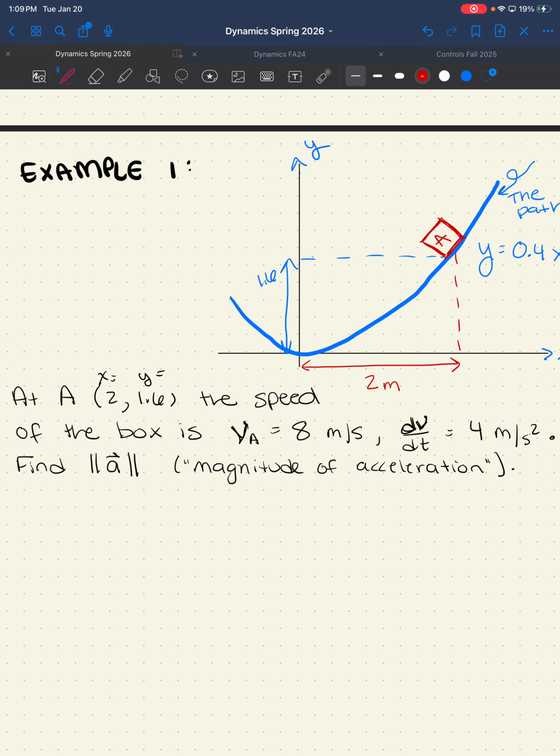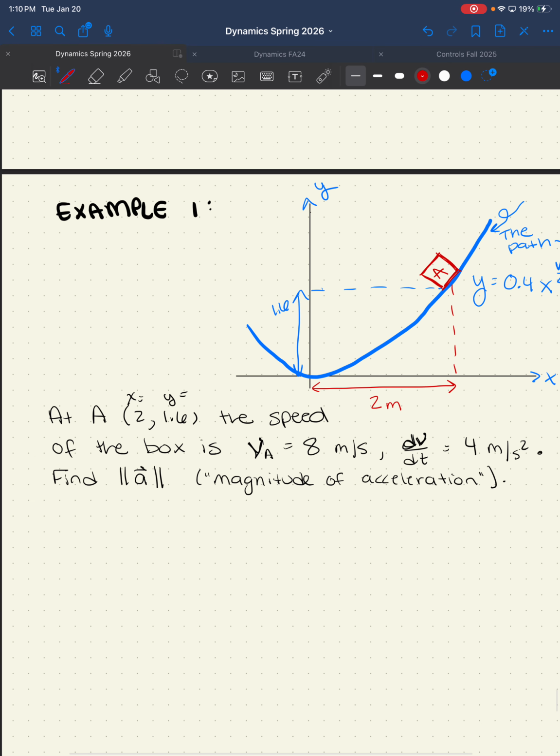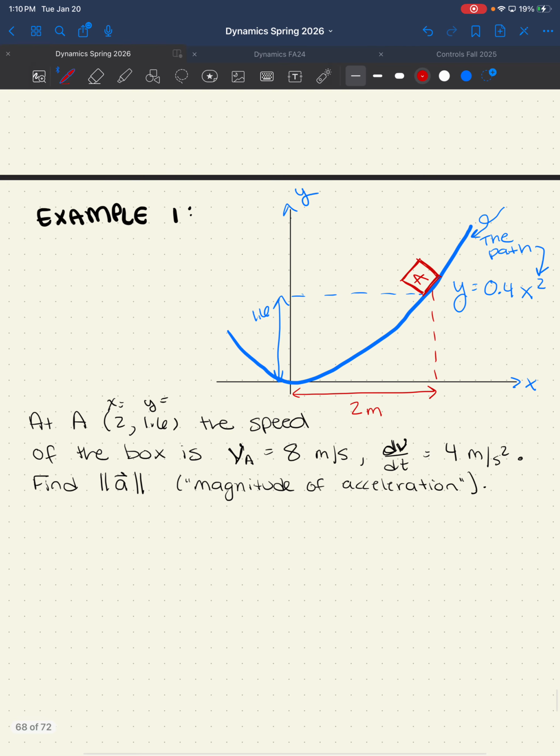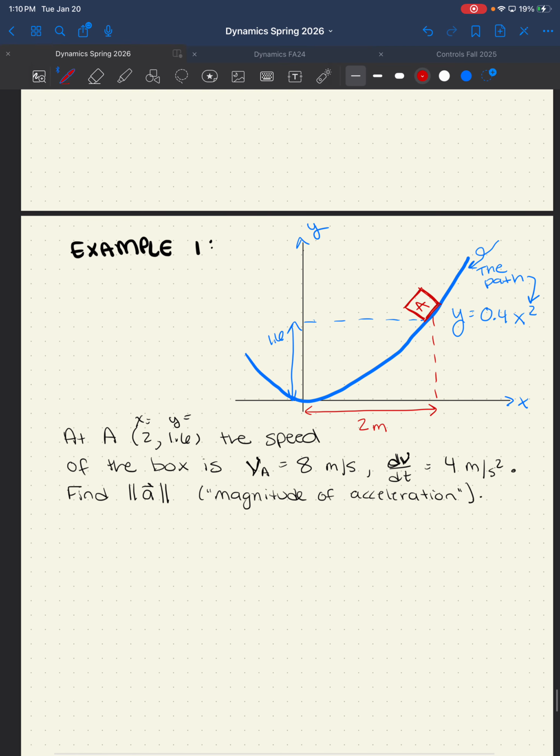Okay, but for right now, here we go. We're going to say, all right, I'm going to set out and try to find acceleration in terms of u hat t and u hat n. And eventually I know that I'm going to need to take the magnitude of that vector. But I need to find that vector to start with before I can take the magnitude of it.